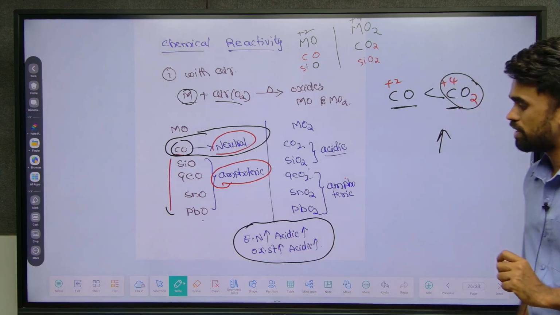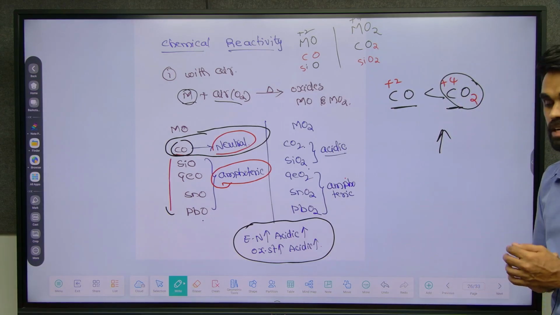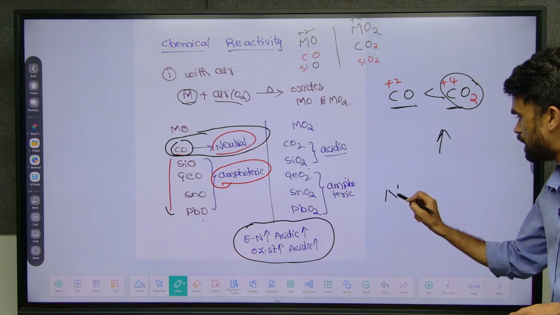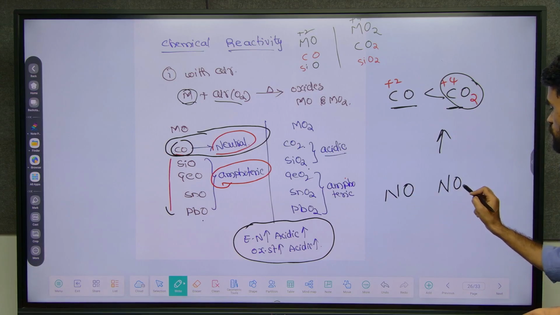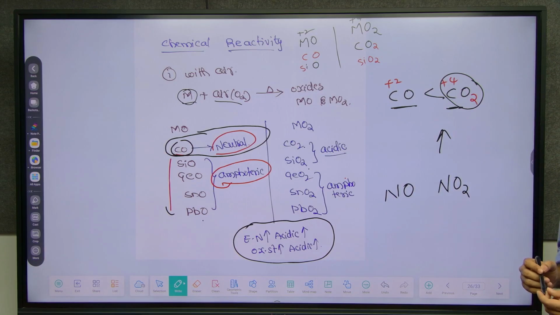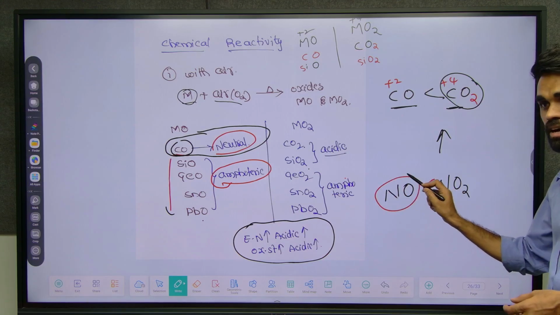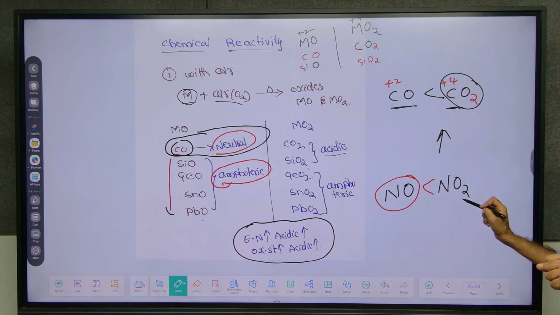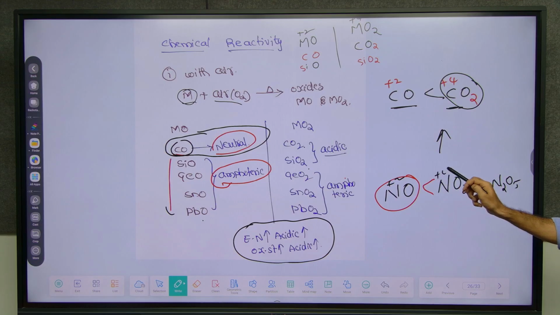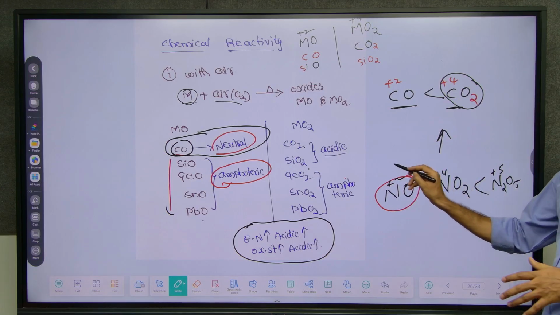Anyways tomorrow we are going to discuss the nitrogen family. There also these statements are useful. Now you tell me, I am writing NO and NO2. Which is the stronger acidic oxide? NO2. This one is neutral. Remember, NO is neutral, this is acidic. One more also I am adding, N2O5. Check their oxidation states: +2, +4, +5. Higher oxidation state, more acidic. Is this clear, everyone? Yeah.